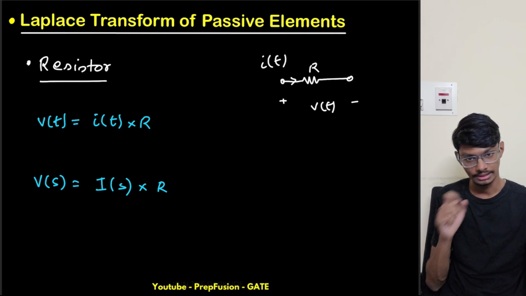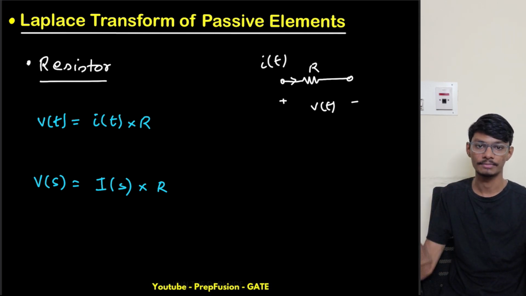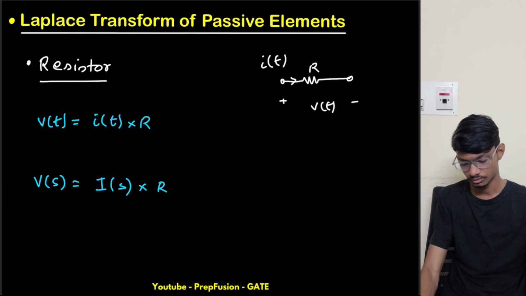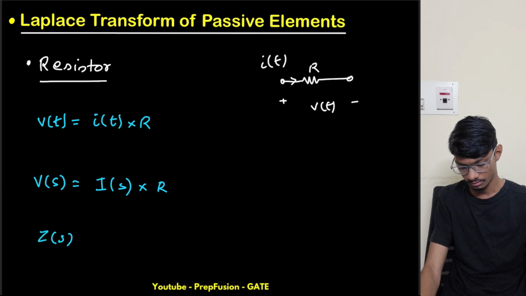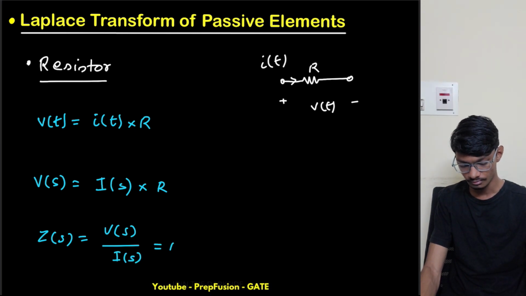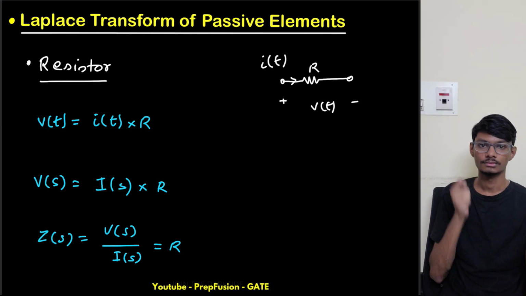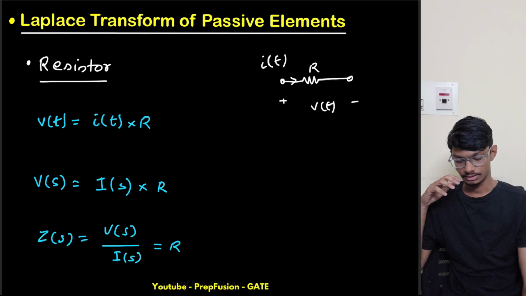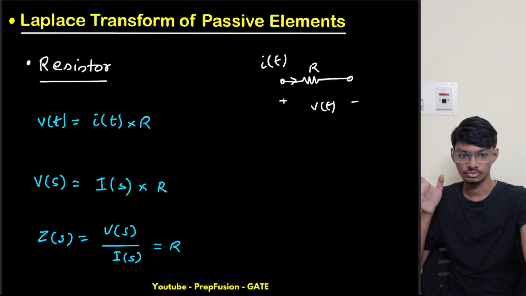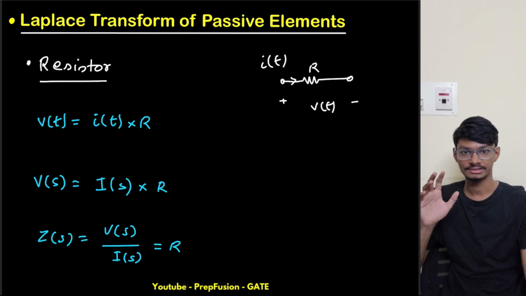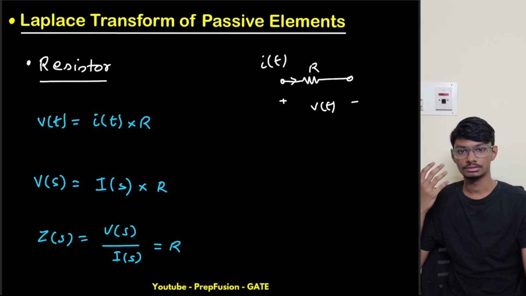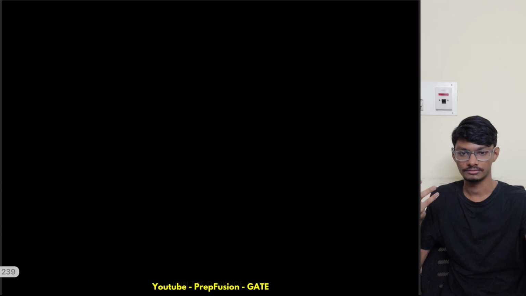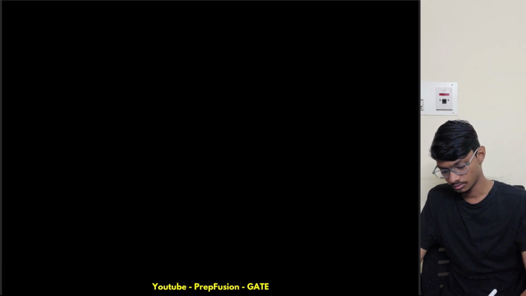Now what is the ratio of V of s by I of s? That is the impedance. So the impedance in the Laplace domain is equal to r. This is just the impedance in Laplace domain for a resistor. Now let us do it for an inductor first. What will happen for an inductor?